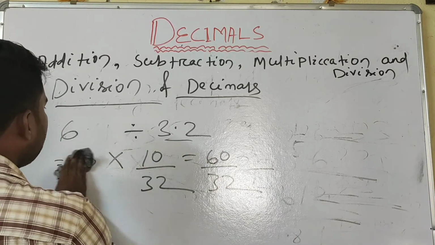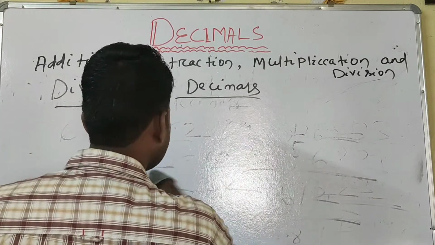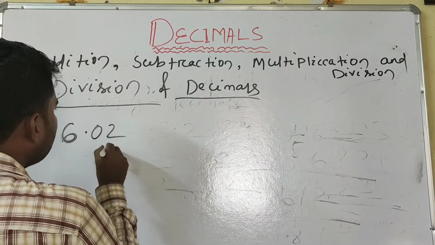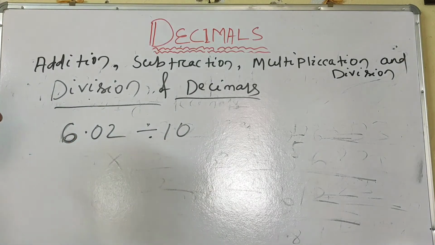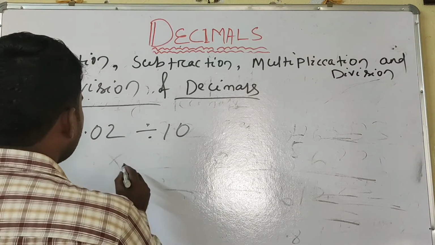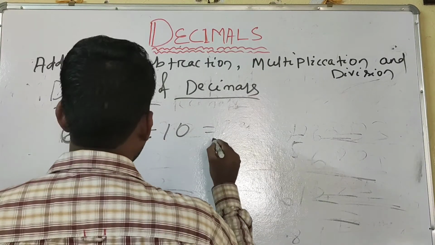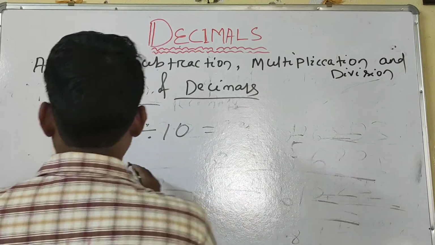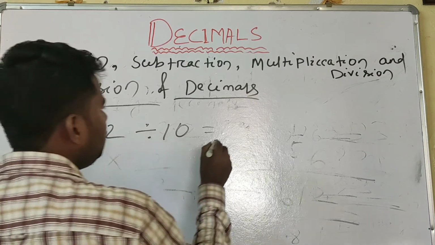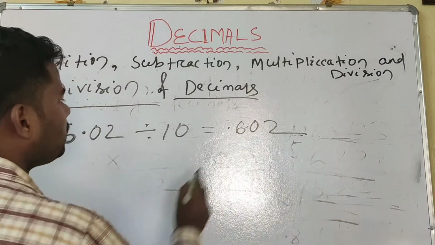Now we know what happens when we divide a decimal number by 10, 100 and 1000. Suppose 6.02 divided by 10, then what will happen? Here, how many zeros are present in 10? One. So we have to shift the decimal point one place to the left, then we will get the answer. So it will be 0.602. Okay, this is the answer.